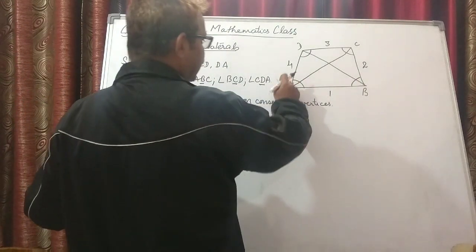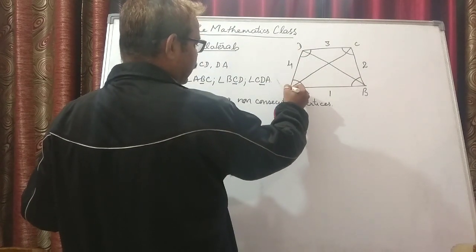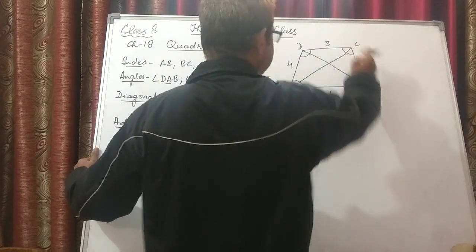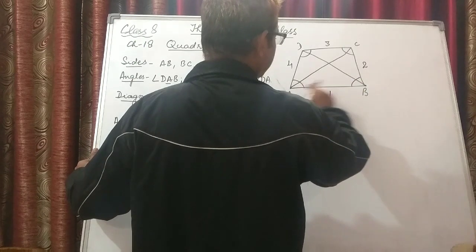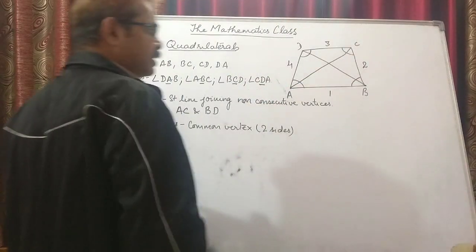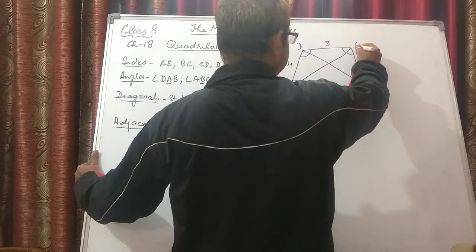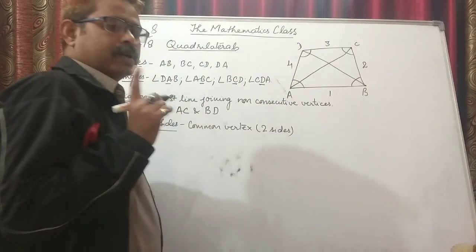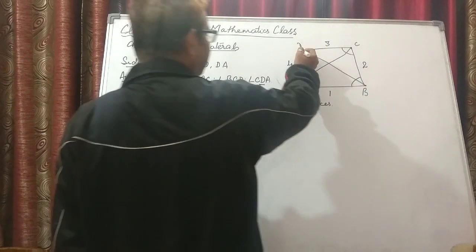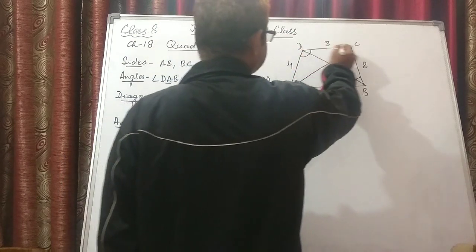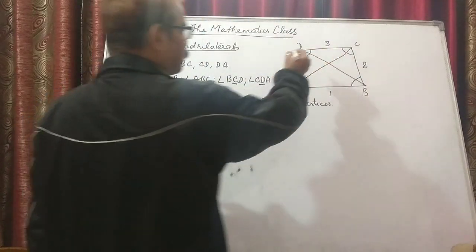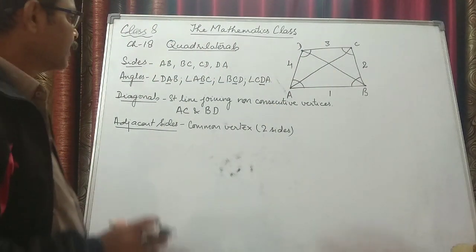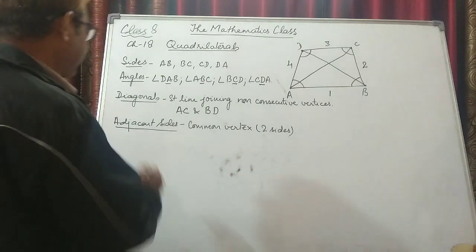Suppose AB and AD have a common vertex A. So AB and AD are adjacent sides. Similarly, AB and BC have common vertex B. So AB and BC will be the adjacent sides. Now if we take vertex as C, then CB and CD are adjacent sides which have common vertex as C. Similarly, DA and DC are the adjacent sides because they are having a common vertex D. So these are the adjacent sides of a quadrilateral.